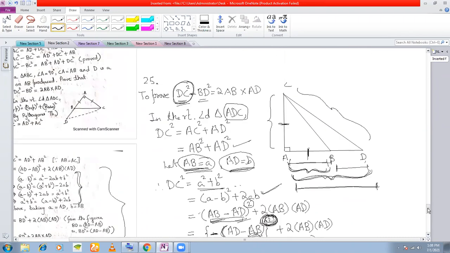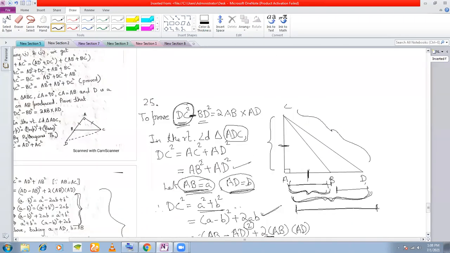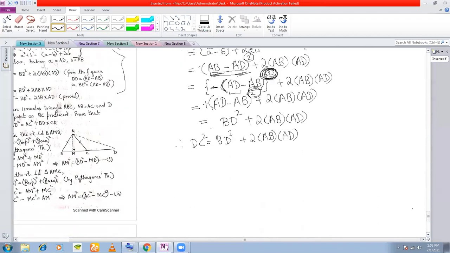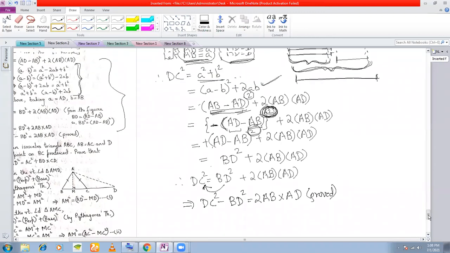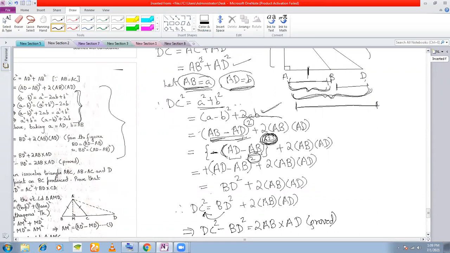What have we to prove here? We have to prove DC square minus BD square is equal to twice AB into AD. That means you just take BD square on the other side, you will get DC square minus BD square is equal to twice AB into AD, right? Proved. So the real manipulation in this sum was in this step, this A square plus B square, when we are writing this. That is the real step. Okay. So I'll stop here.